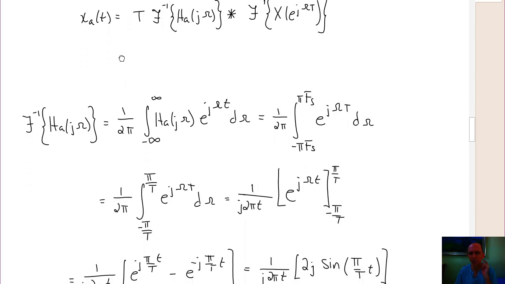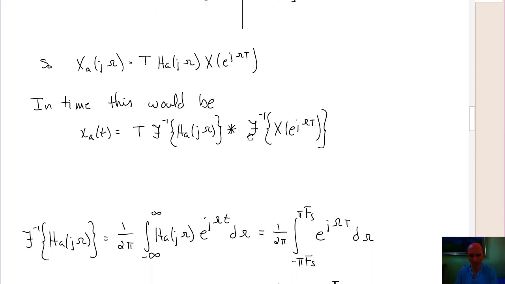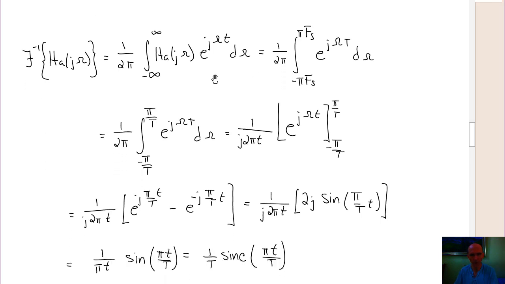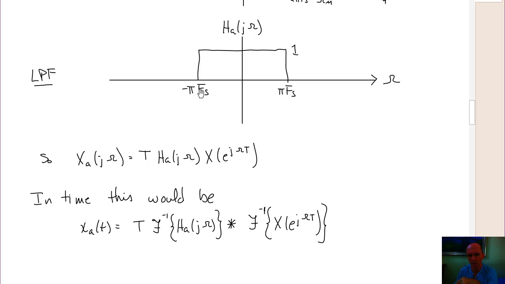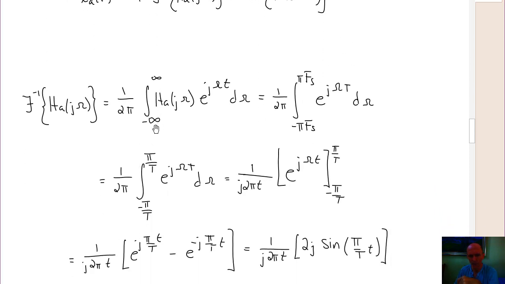Let's look at the filter first, because that's probably the easiest part. Let's take the inverse Fourier transform of this thing here. Now we know what an inverse Fourier transform looks like. It will be like this. Now this thing here, h of a, we made it to be either 1 or 0, right? It's 1 between minus pi f of s and pi f of s, and it's 0 after that. And so our integral is not going to go from minus infinity to infinity. It's going to go from minus pi f of s to pi f of s, and in that interval, it's going to be equal to 1.